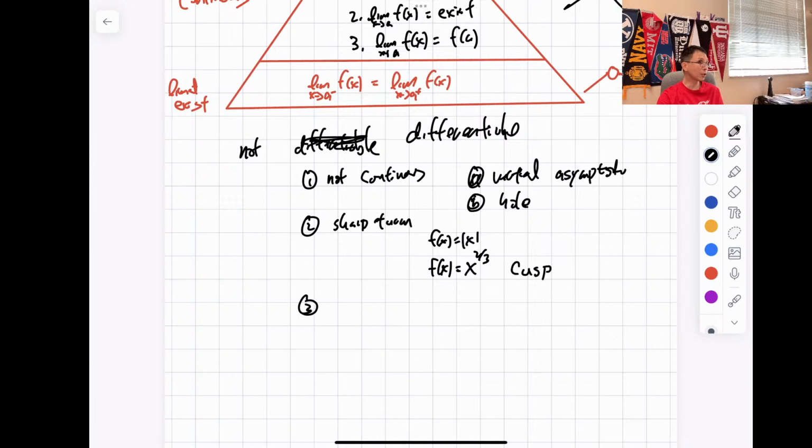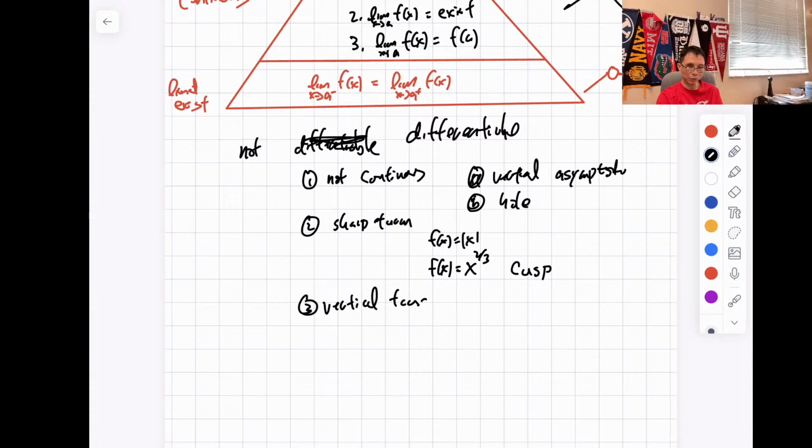And the third condition, do you guys remember the third condition where it's not differentiable? You can have it not differentiable in this situation. What will be the third situation where it is not differentiable? Usually people forget about this one. Is it where it's vertical, a vertical asymptote? I mean, yes. We already mentioned that. I meant vertical tangent. That's what I meant, vertical tangent. Thank you.